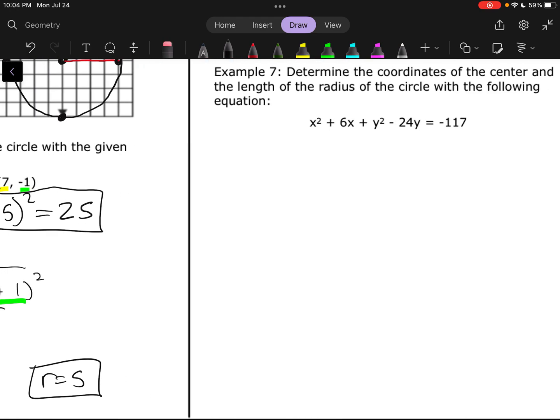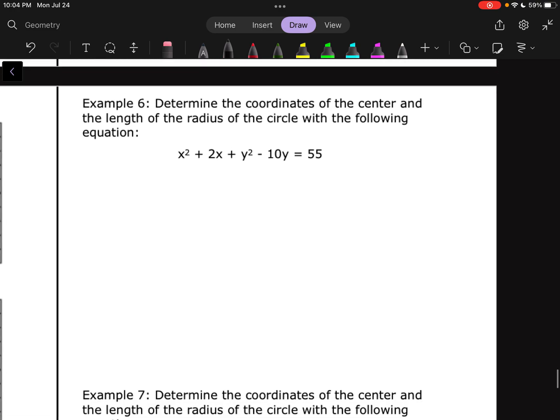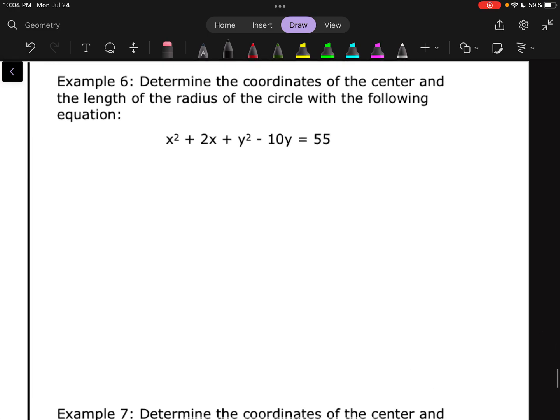Okay, so last part, we got some tricky stuff here. They're going to give us an equation that is certainly not in standard form. It says determine the coordinates of the center and the length of the radius of the circle with the following equation. So this is x squared plus 2x plus y squared minus 10y equals 55. This thing is not in the standard form that we want it to be in. Because if it's not in standard form, then we can't figure out what the radius and the center is.